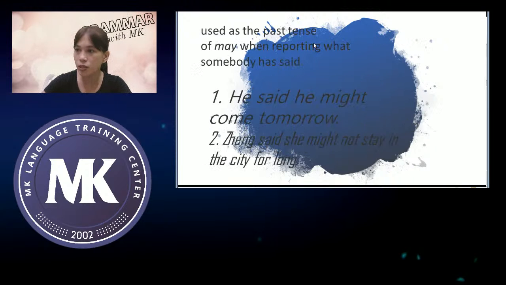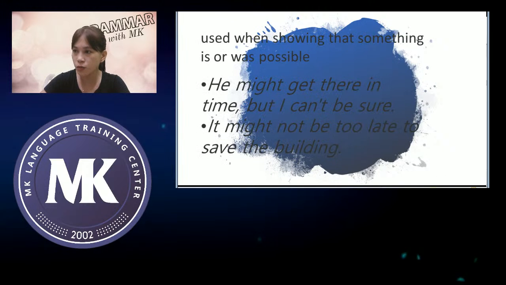Okay, so this is used as a past tense of may when reporting what somebody has said. So remember that we only use may for the present tense and future tense. So if we're going to use it for the past tense, which is reporting for somebody, we usually use the word might. But actually, you can use both of them in this one, showing that something is or possible.